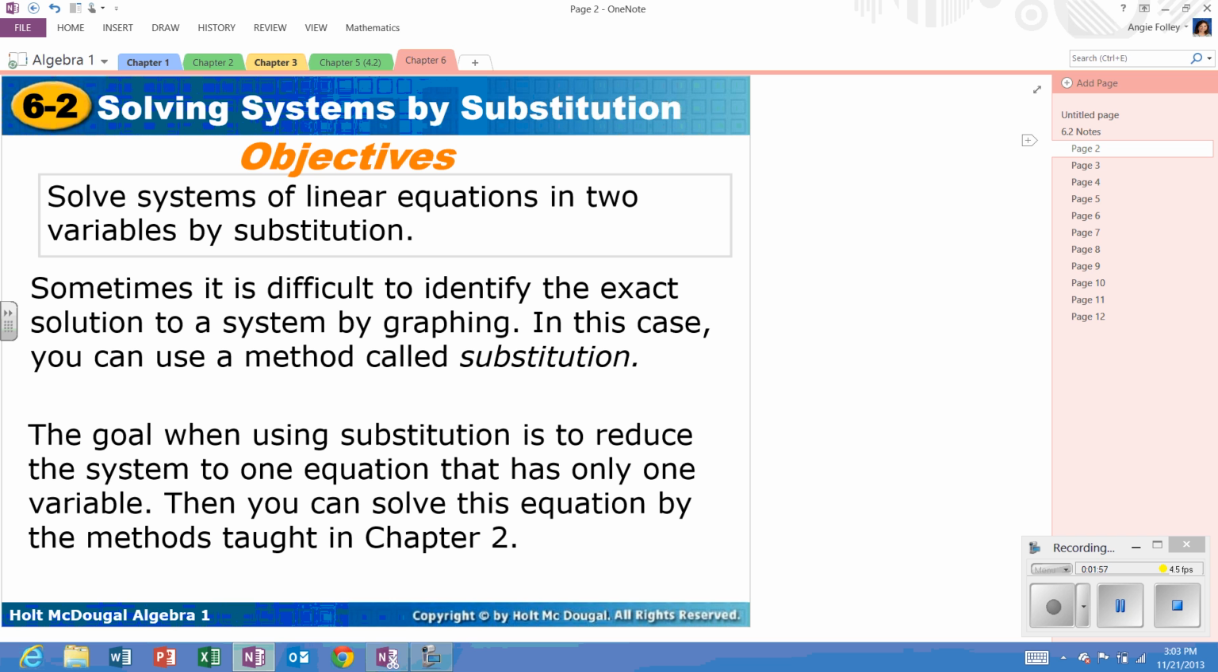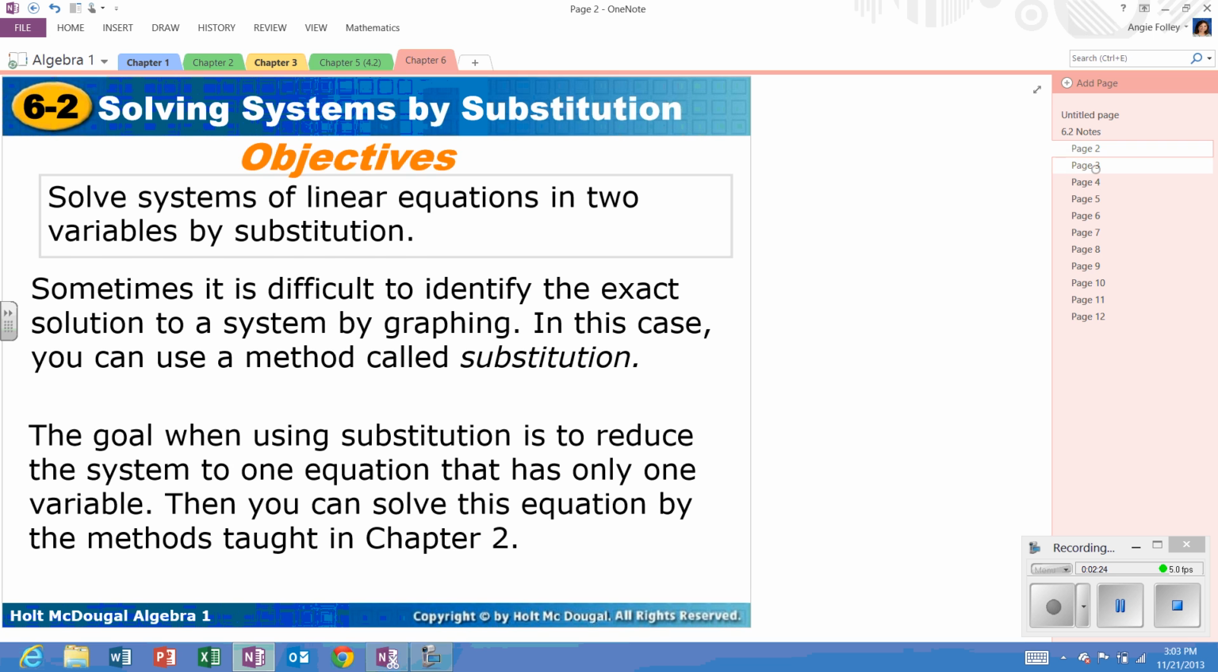Okay, so we're going to look at solving systems of equations with 2 variables using a method called substitution. Sometimes it can be difficult to identify the exact solution to a system. Remember, a system is when we have 2 or more equations. We did the graphing the other day, and graphing can be hard because you have to find where they intersect. So the goal for substitution is to reduce the system to one equation that has only one variable so that you can solve the equation by the method that we learned back in chapter 2, just solving basic algebraic equations.